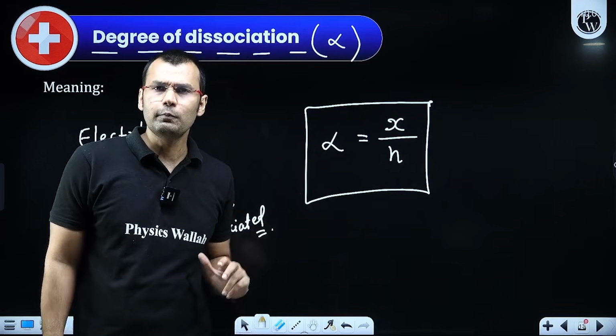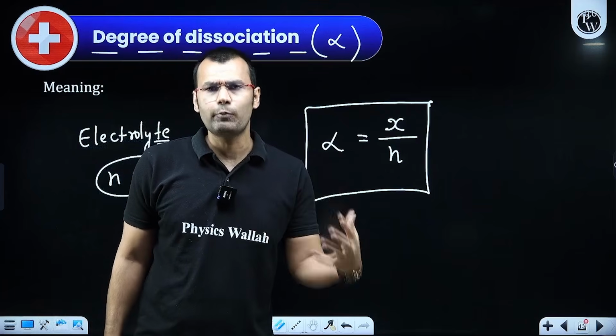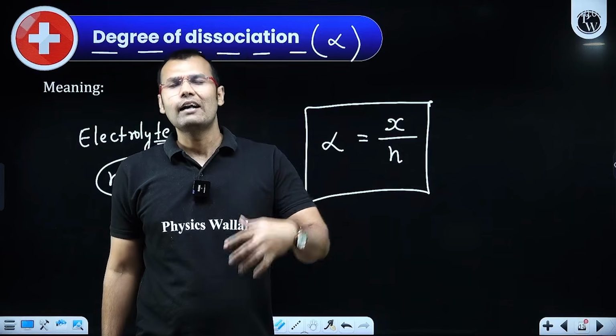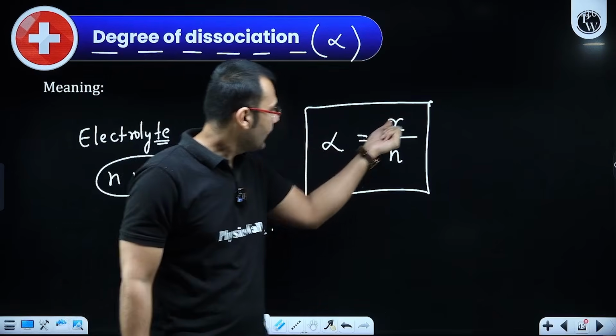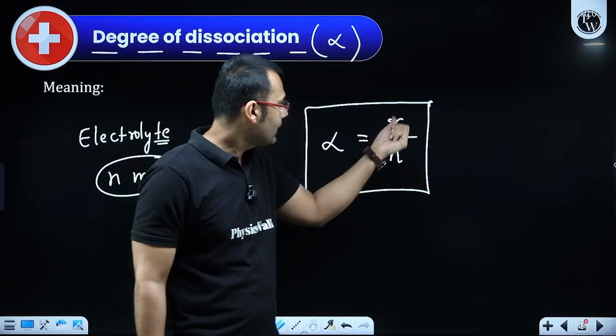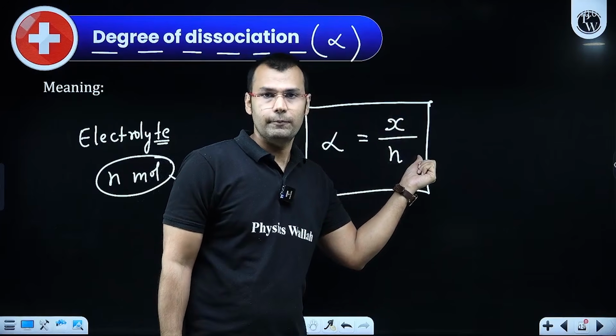And according to me, it's a very easy topic, very easy point. It's a kind of answer to many questions for us. What is degree of dissociation? How much electrolyte is getting dissociated divided by how much total electrolyte we have taken, right?